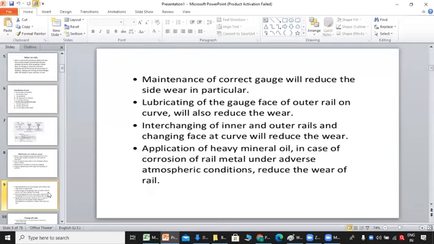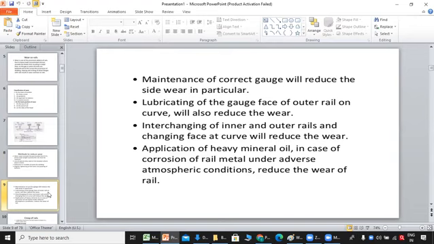Lubricating the gauge face of the outer rail on a curve will also reduce the wear. If we lubricate the gauge face in some manner, then we can reduce the wear. Interchanging the inner and outer rail and changing the phase at the curve will reduce the wear. Okay. Interchanging inner and outer rail means what?